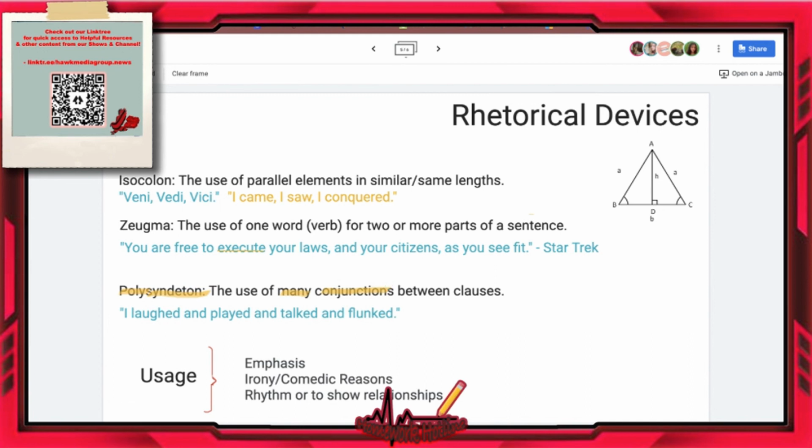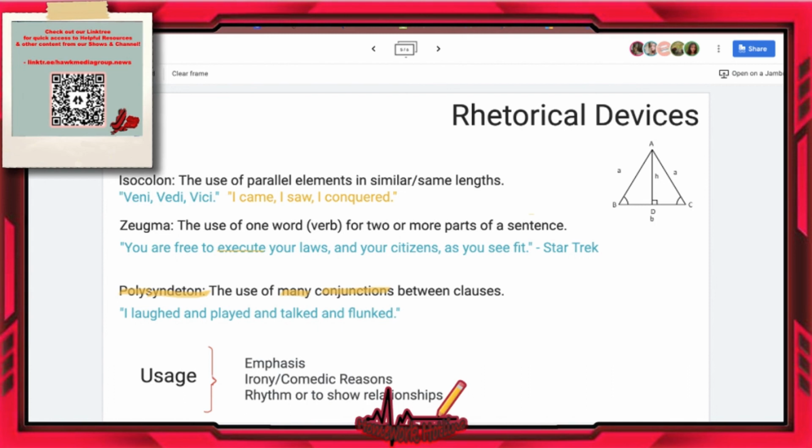So an example of a polysyndeton is I laughed and played and talked and fun. Right here we have I laughed, conjunction, played, conjunction, talked, conjunction. So you do really see how it's used. So that's all of the rhetorical devices I have.